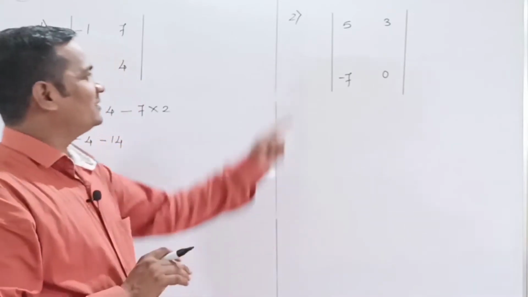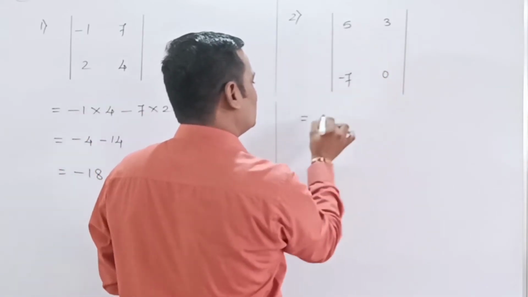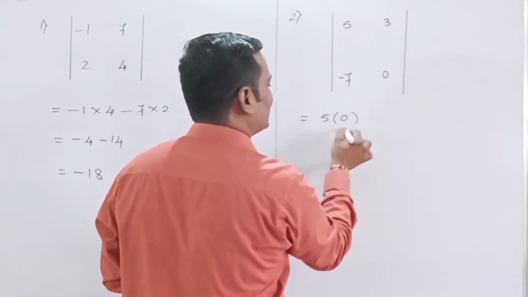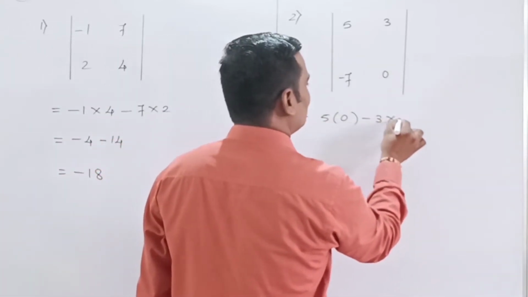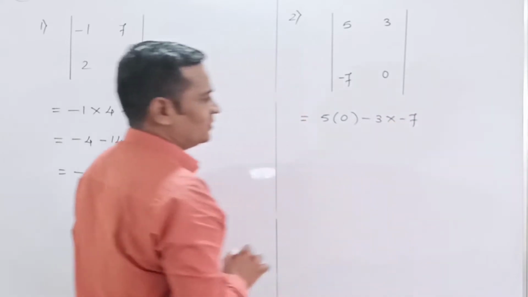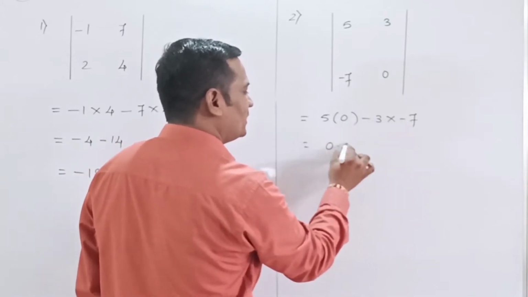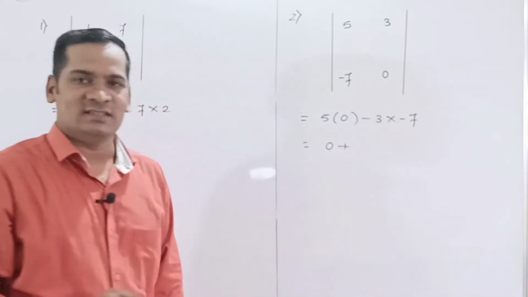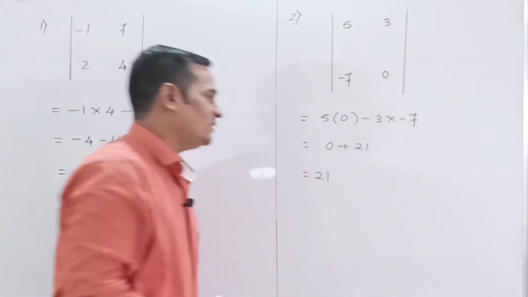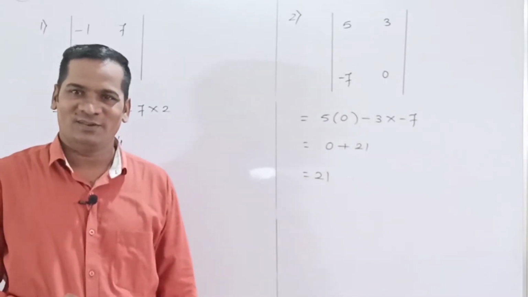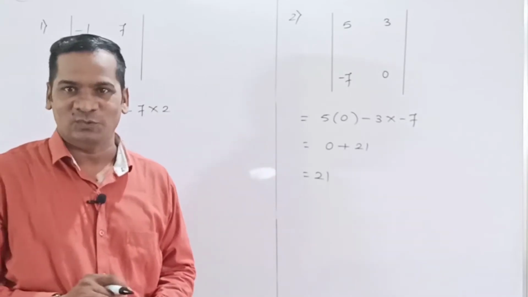Okay, so let's solve this one also. Similar to the first one, this is 5 into 0, like this we can write also, minus 3 into minus 7. Okay, so this will be 5 0s are 0. So minus minus will become plus. This will be 3 7s are 21. So that answer will be 21. How simple is this? Okay, so let's take the third sub question of question number 2.